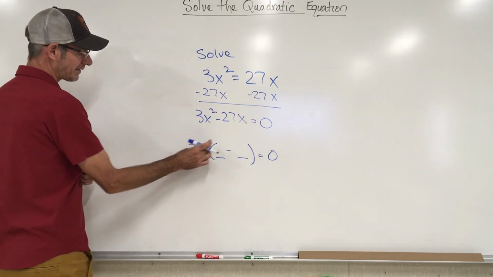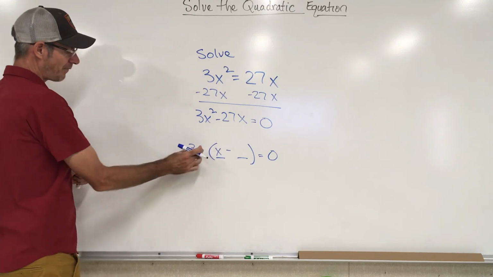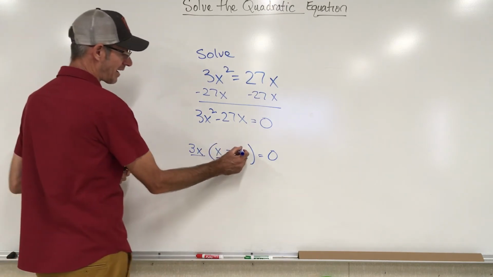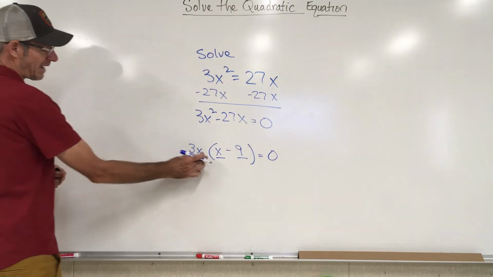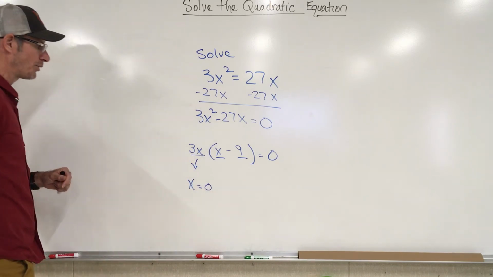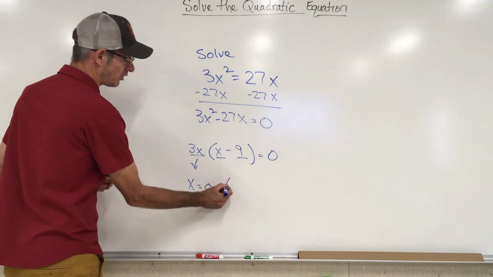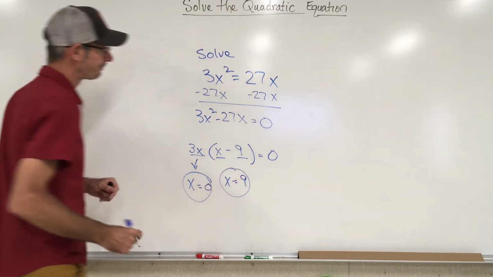And then 3x times something gives me 3x squared. Well, this has got to be an x. And 3x times something gives me negative 27x. This has got to be a 9. And so now I just go to solve the problem. Since I have an x in front of the parentheses, I know one of my answers is x equals 0. And here, since my coefficient is an unwritten 1, I can just use the opposite, and my x is 9.